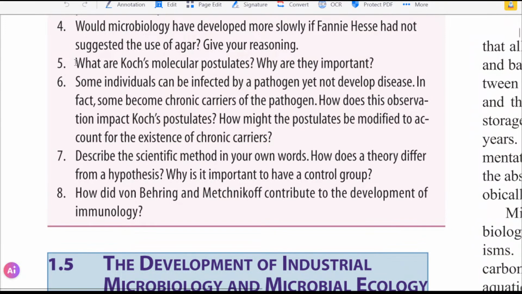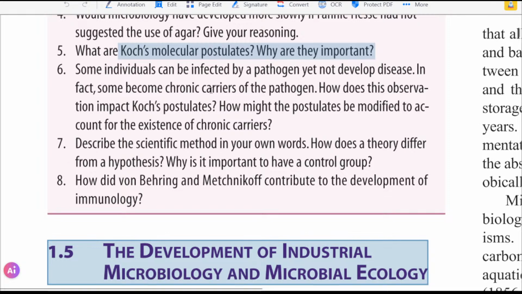What are the Koch molecular postulates? Why are they important? They are important because they led us to finding the pathogenic factors of microorganisms, and what the factors are that cause diseases. The microorganisms could have one pathogenic factor or multiple. So for the Koch molecular postulates, I'm already done with this, I'm not revising it. Some individuals can be infected by a pathogen yet not develop disease.